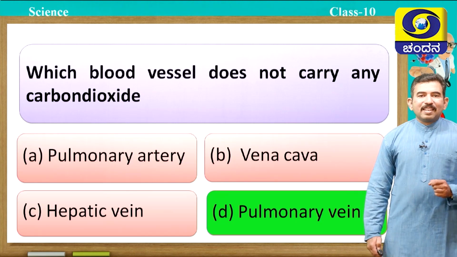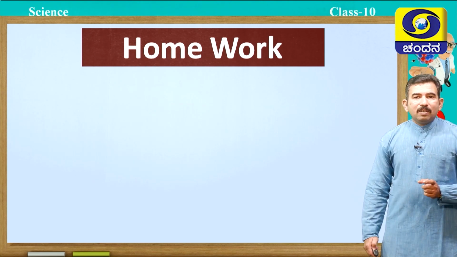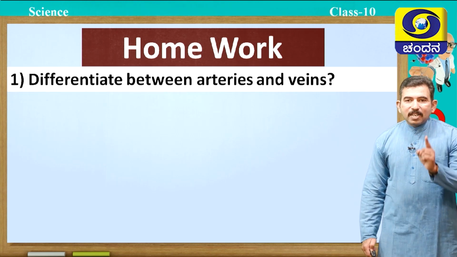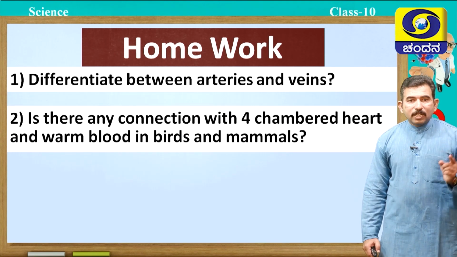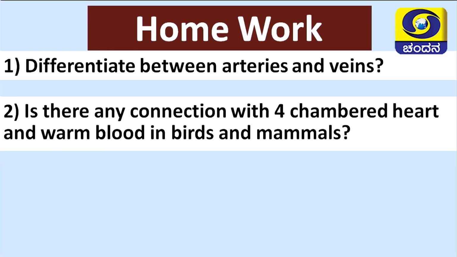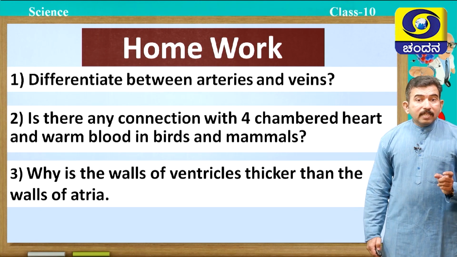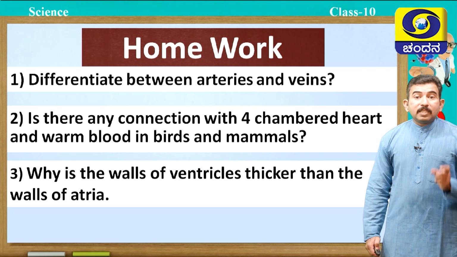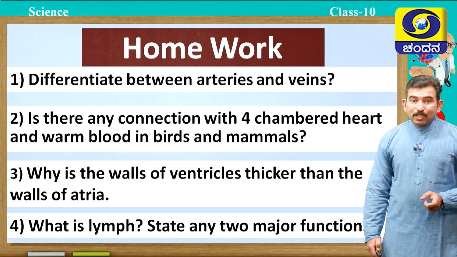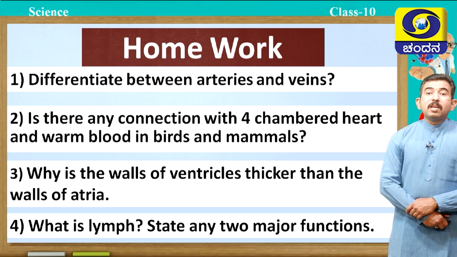Correct answer. Now I am going to give you an assignment which you have to do at home. First question, differentiate between arteries and veins. Second question, is there any connection between the four-chambered heart and warm blood in birds and mammals? Next question, why are the walls of the ventricles thicker than the walls of the atria? Fourth question, what is lymph? State any two major functions of lymph.